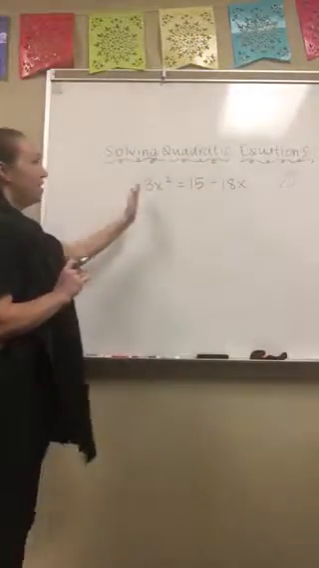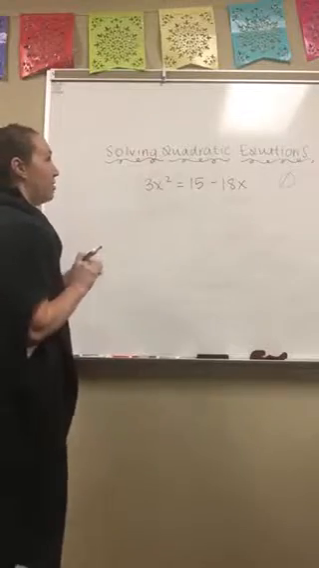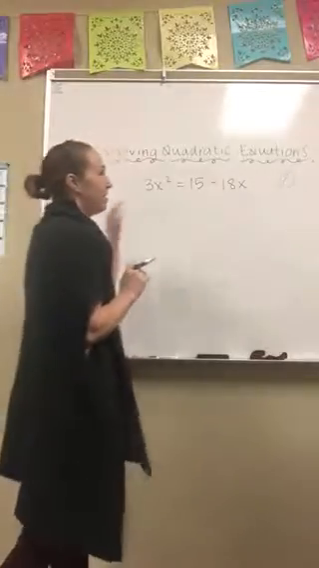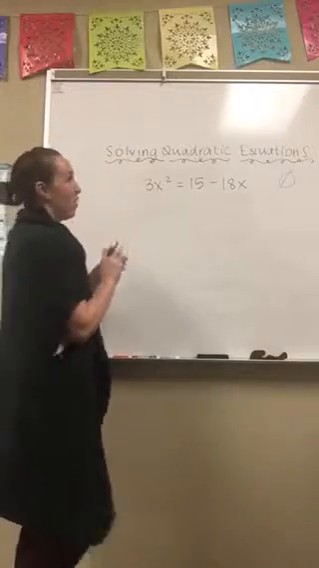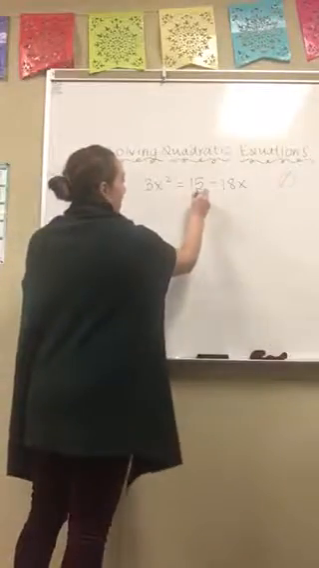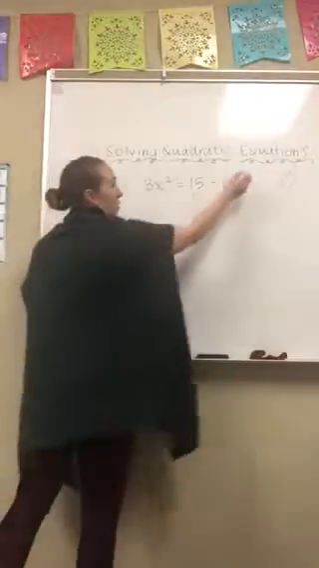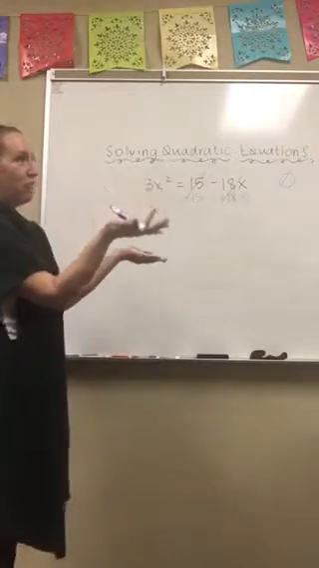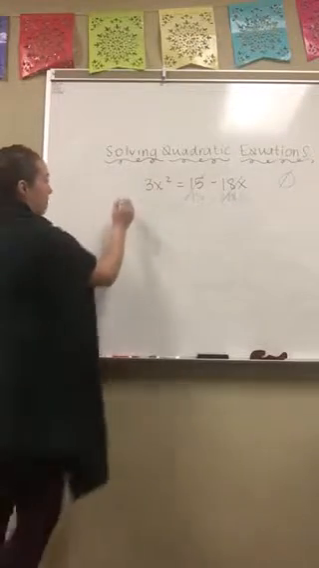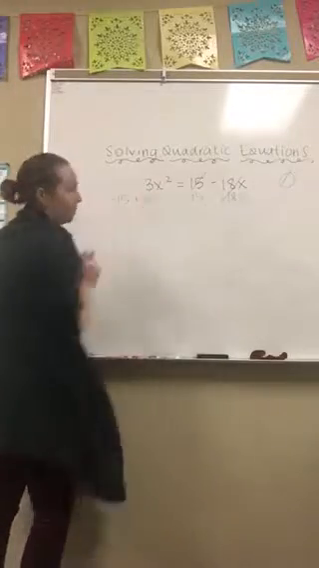Since I have two separate sides, I am going to decide to cancel out one of the sides to get it equal to 0. I like dealing with positive x squared, so I'm going to subtract the 15 and add the 18x. That cancels out this side, but whatever I do to one side, I have to do to the other to keep it equal. So I subtract 15 and add 18x to this side.